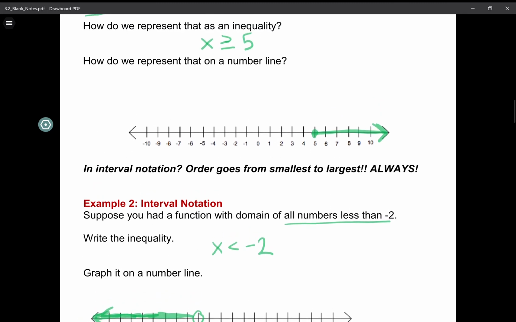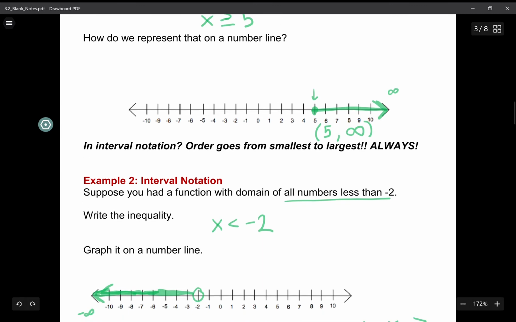Well, if we look at this, the smallest possible number is 5, and the largest possible number is positive infinity. So we're going to start at 5 and go all the way up to positive infinity. And I'm going to put a round parenthesis on infinity. That's sort of a style thing. So it isn't wrong to put a square bracket on infinity, but since you can't ever really get to infinity, most people use a round parenthesis always when they're putting down infinity or negative infinity.